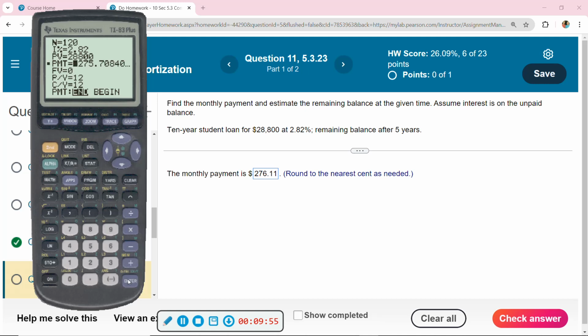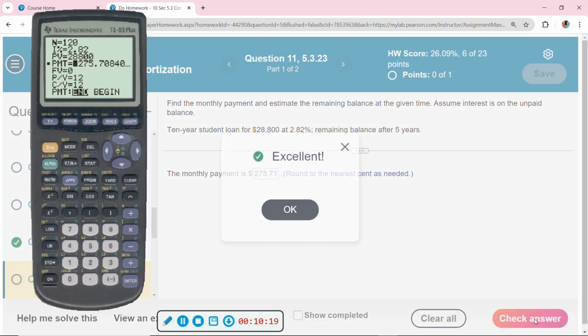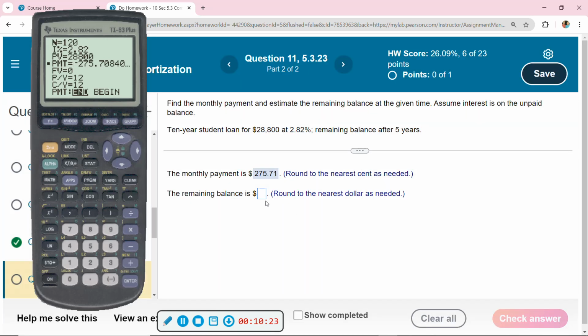So let's see. Alpha, enter. Now let's see, $275 and 0.708. Is that going to be 71 cents? Mm-hmm. It's okay to make that sort of mistake doing homework, but you got to be really careful on the test. Okay. And now the remaining balance, all I have to do is what?